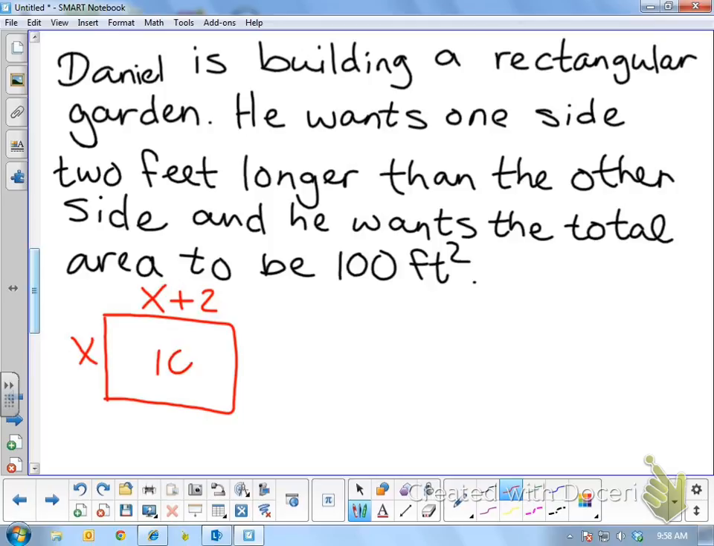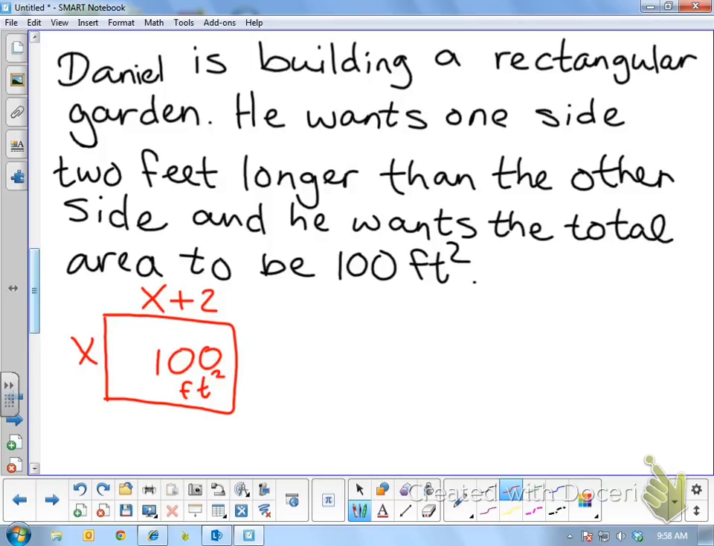And we know the entire area is 100. They gave us those 3 pieces of information. Is it 100 squared? 100 feet squared, yes. So not 100 squared. It's only the units that are squared.